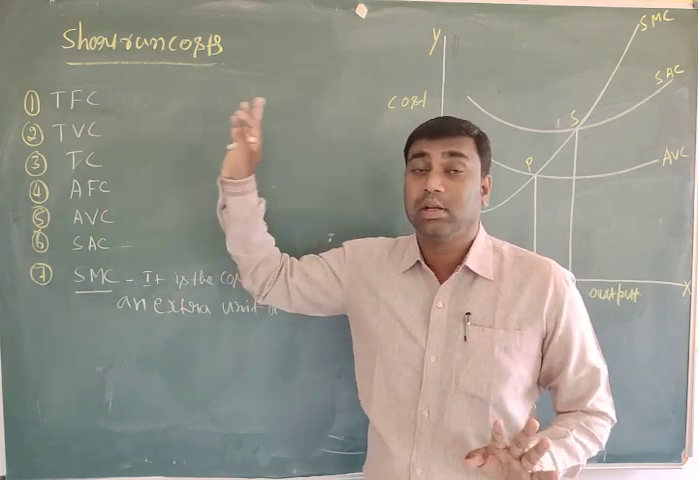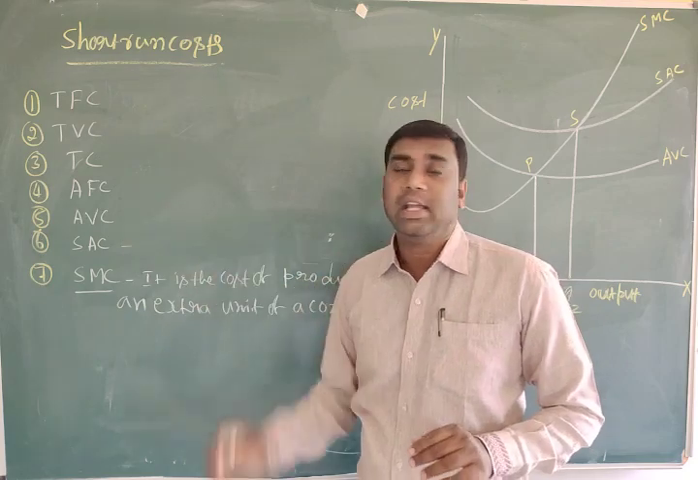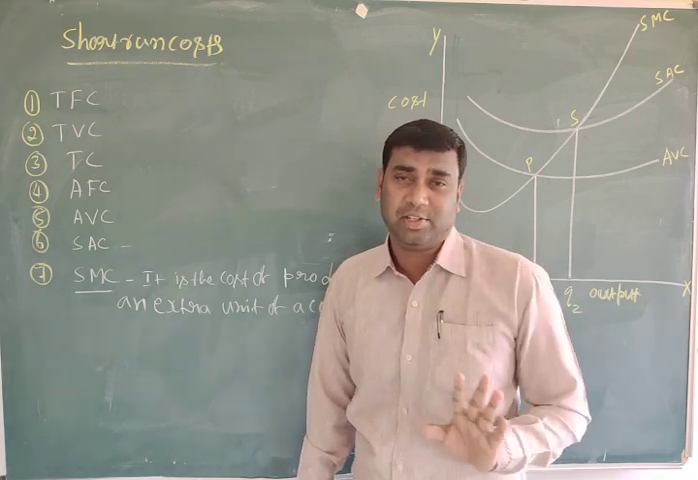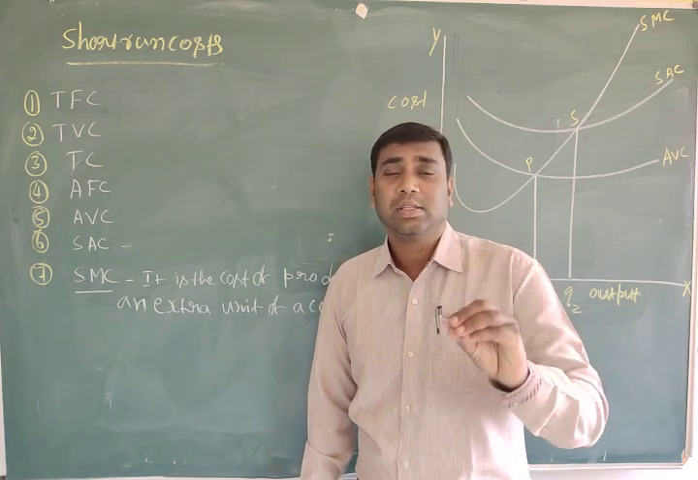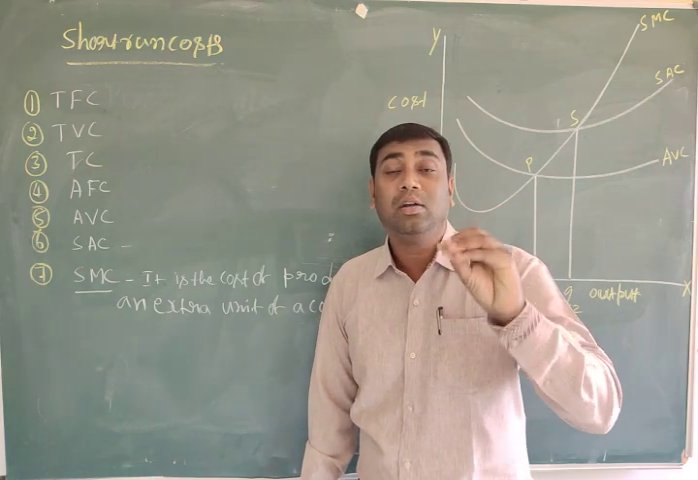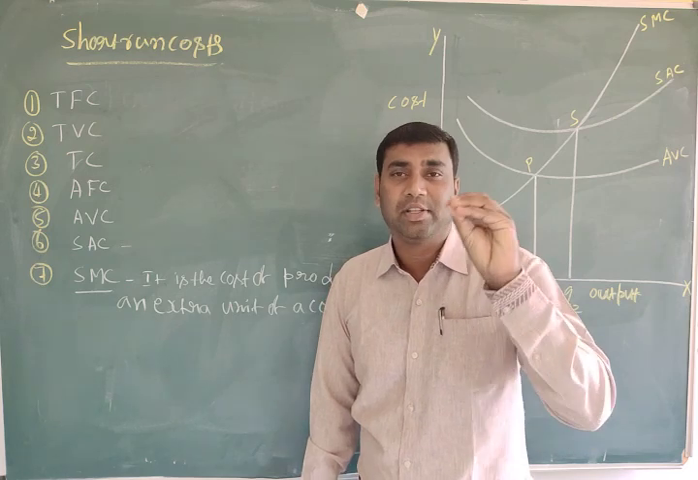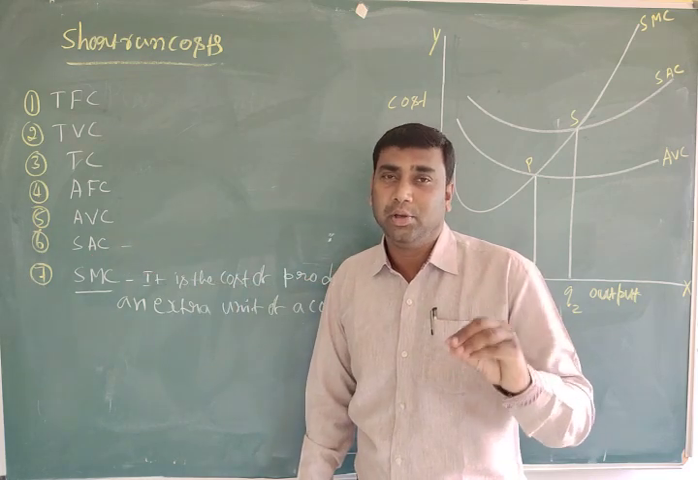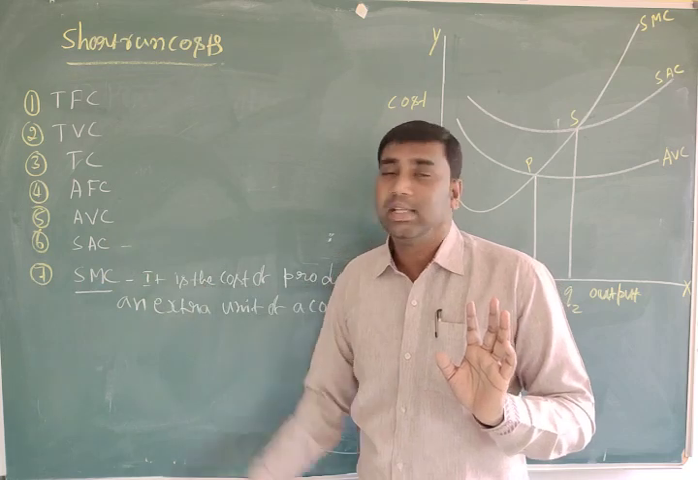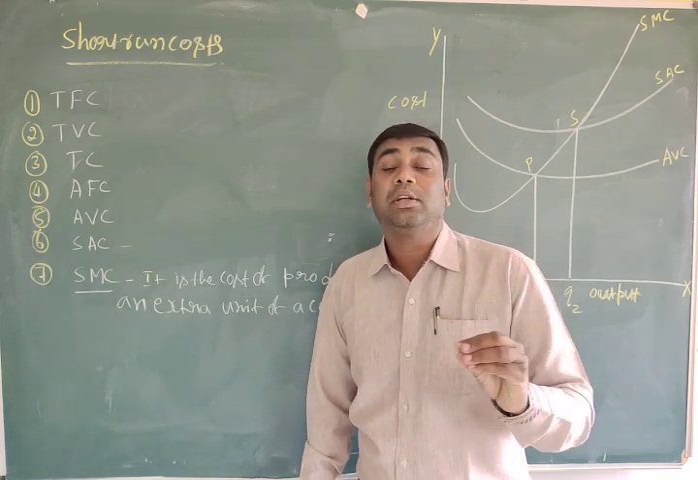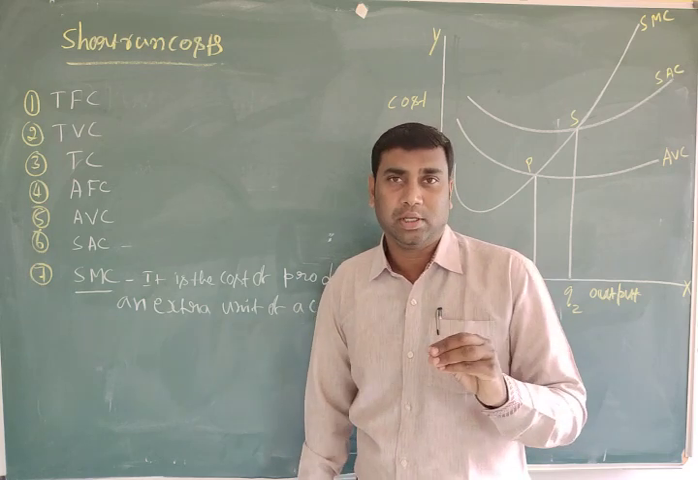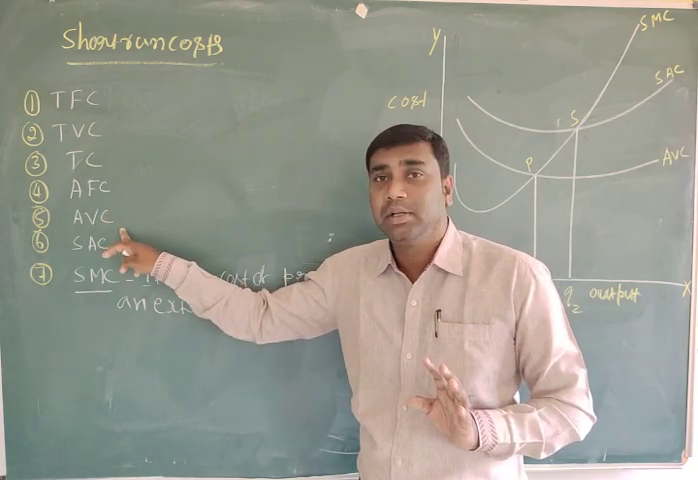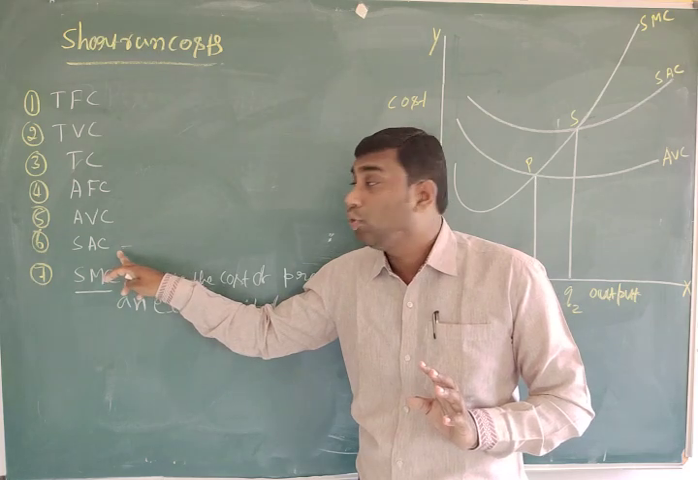And also we discussed the shapes of TFC, TVC and AC. Then AFC is the per unit cost of fixed factors, the per unit cost on fixed factors to produce a commodity. AVC is the per unit cost of variable factors. SAC, average cost, is the per unit cost of total production.